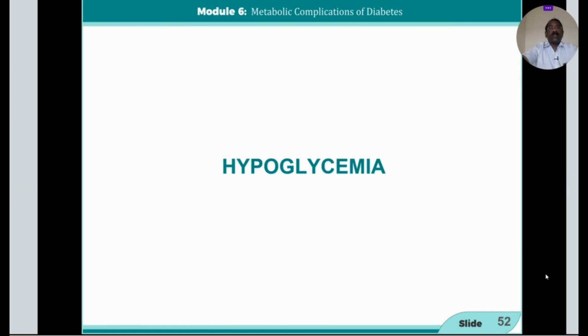So that finishes our DKA and HSS. Now move on to the third acute metabolic complication of diabetes, which is hypoglycemia.